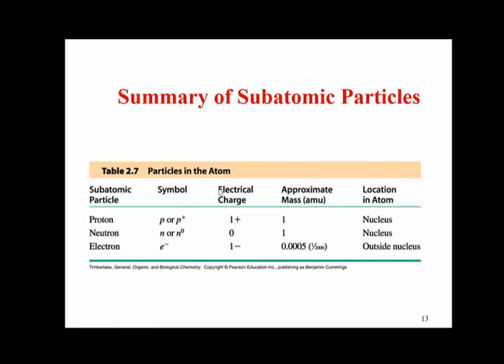So these are the subatomic particles. Protons with positive charge. Neutrons, no charge. The mass is almost the same as protons. Electrons have such a tiny mass. They are 2,000 times smaller than protons. So really, mass of atom is mass of nucleus. Electrons have almost 0 mass.